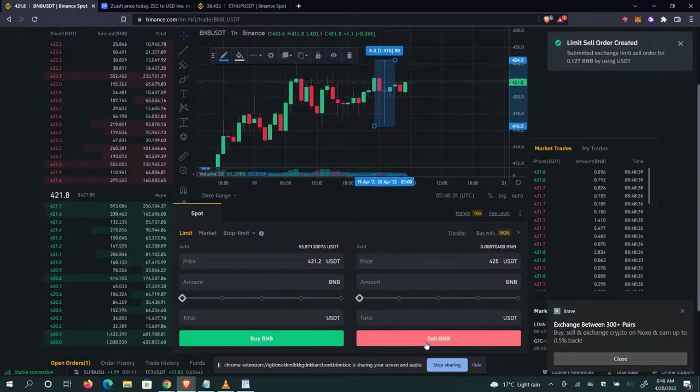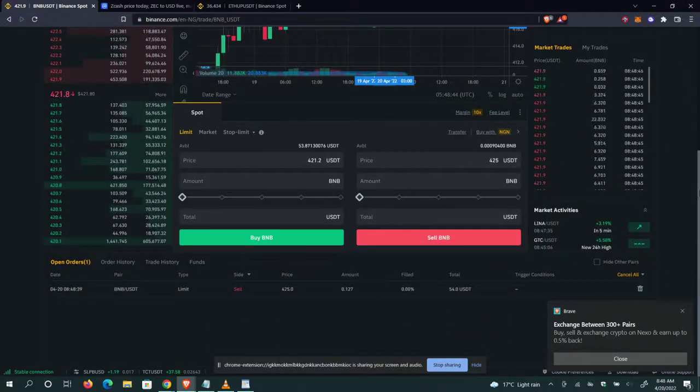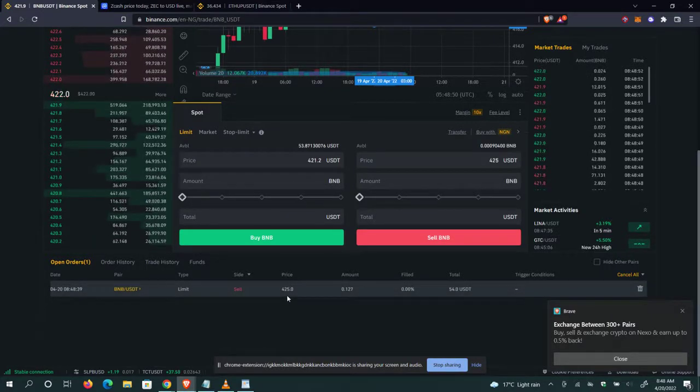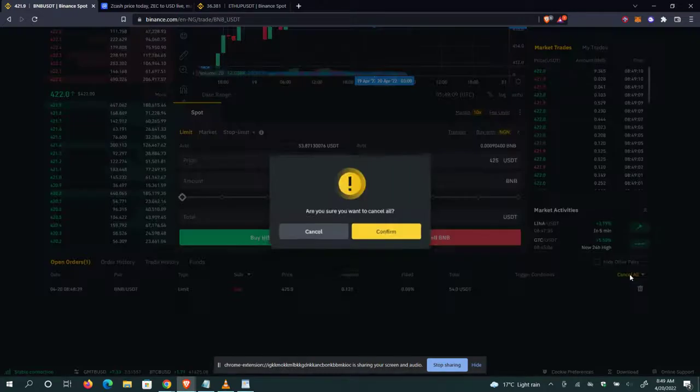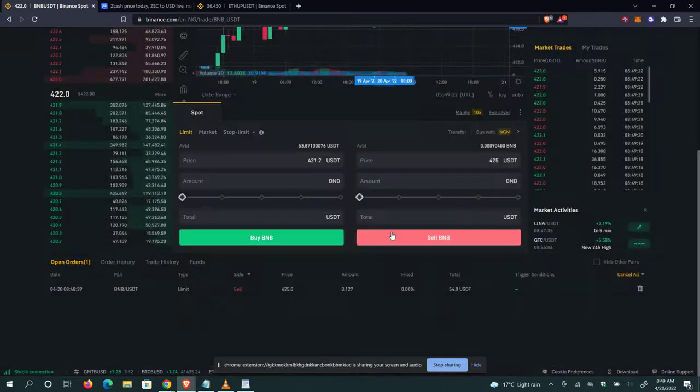So I have told the computer, once it gets to that price, sell my BNB. You understand? I've told it to sell my BNB once it gets to that price, and Binance does it for me. But because I don't want to sell, I'll just click cancel. So once I click cancel, I confirm, because I'm not selling at the moment.